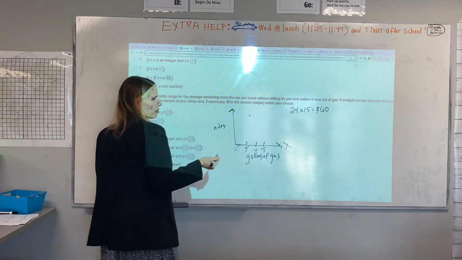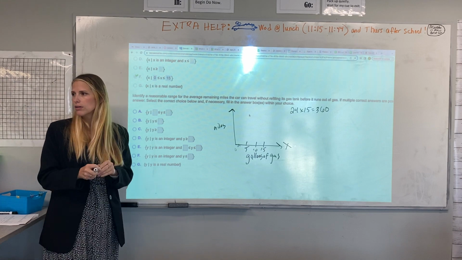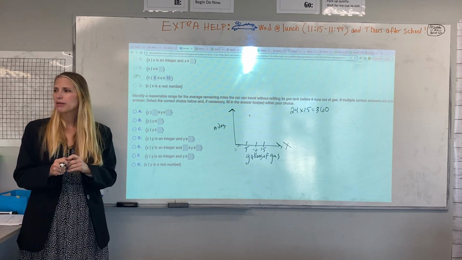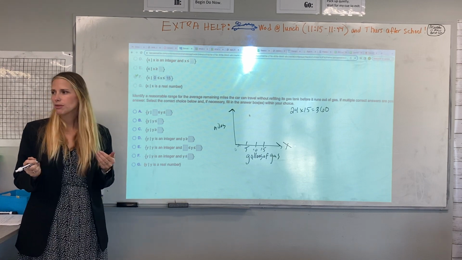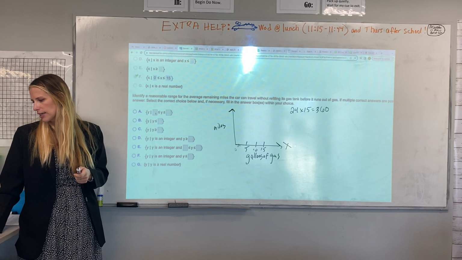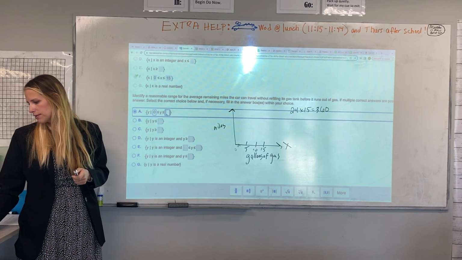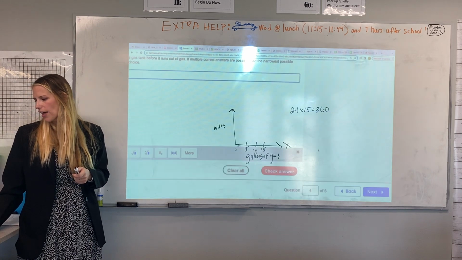What's our minimum number of miles? What's our minimum number of miles that a car can drive? 0. Very good. So it has to be between 0 and 360. That's a tricky one. Emily, you got that right.